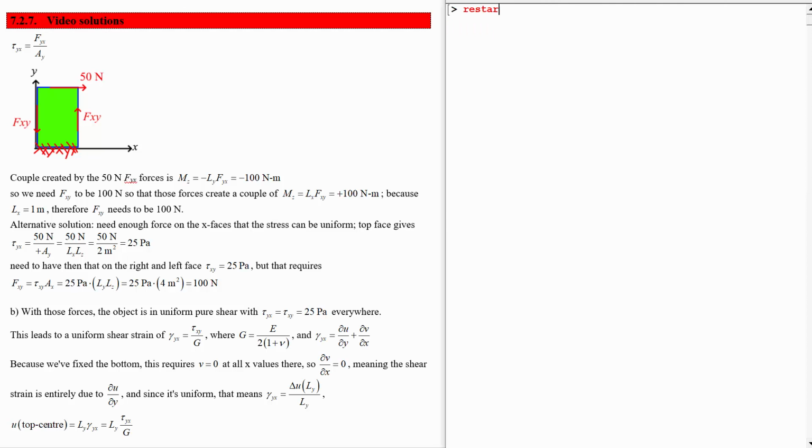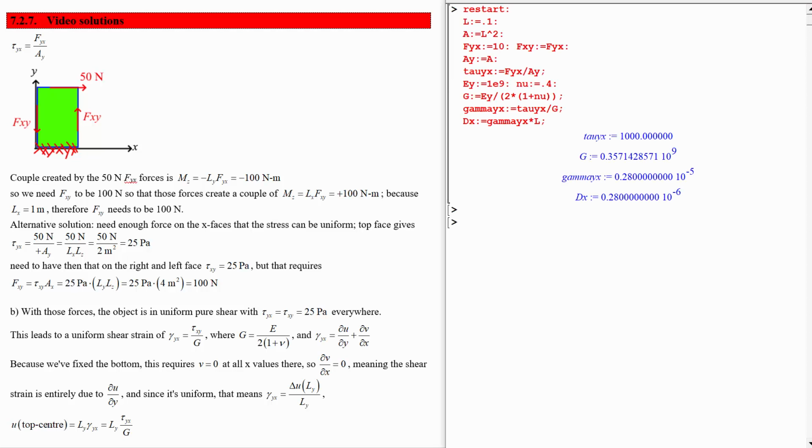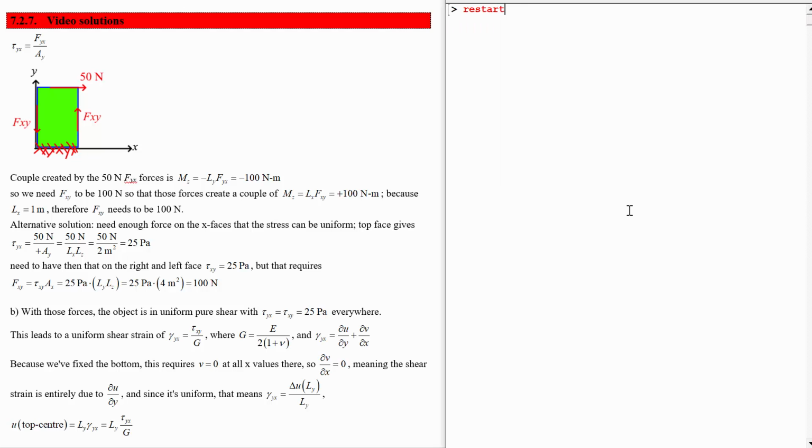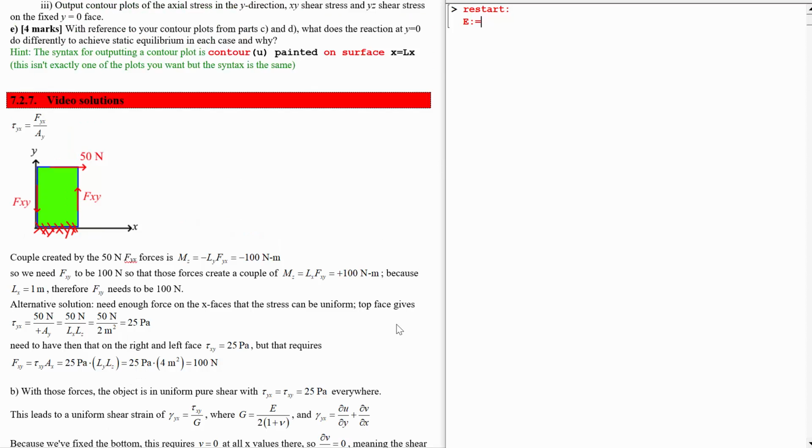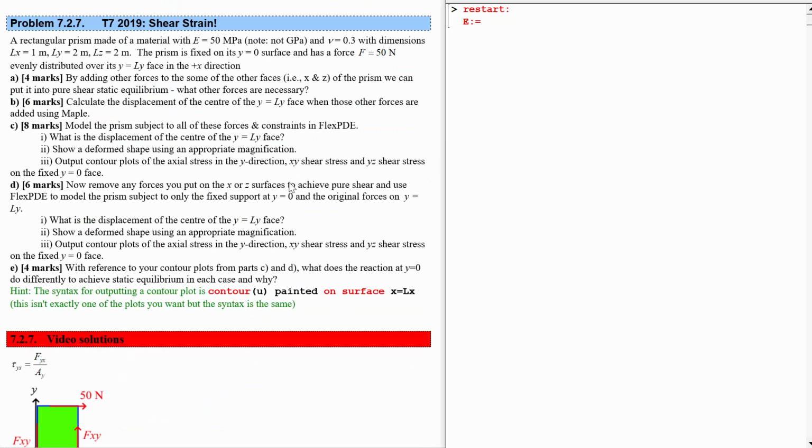We've got a setup where, actually I think that last one was one we did in the lecture notes, and it's going to be pretty much the same because this is exactly what happened in the lecture notes. But let's build it up again. So we've got Young's modulus, which is how much? 50 megapascals, 50 E6, and we've got Lx is 1, Ly is 2, Lz is 2, and then we've got a force, which is 50.